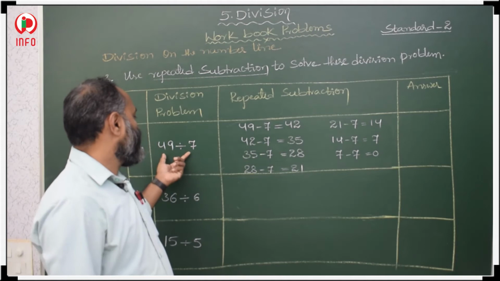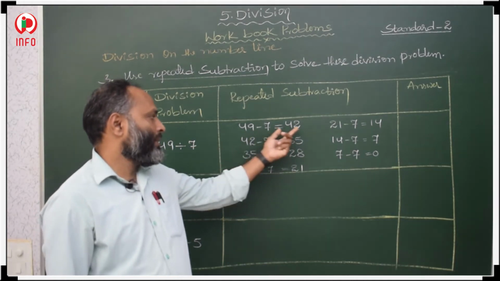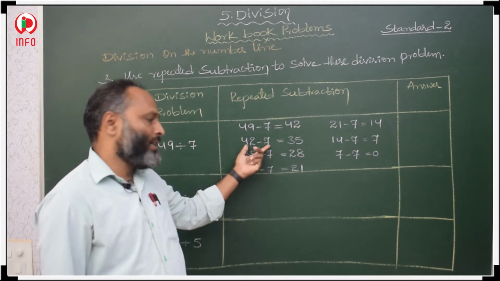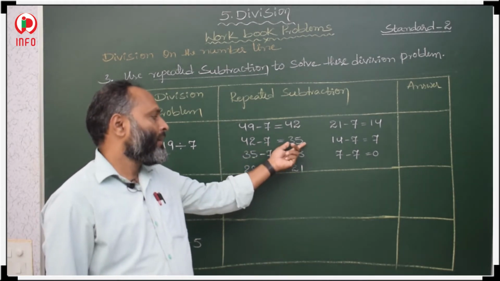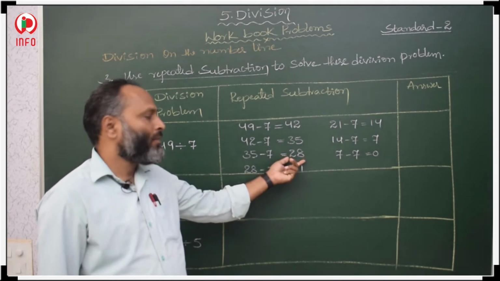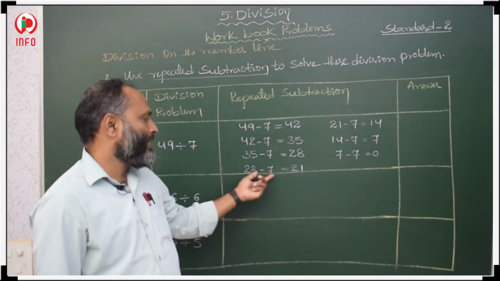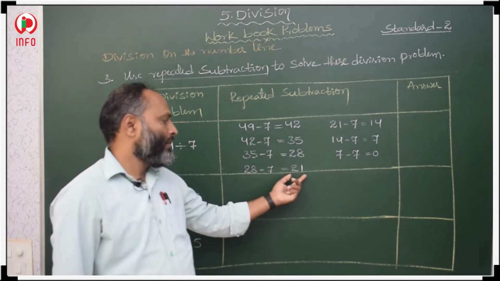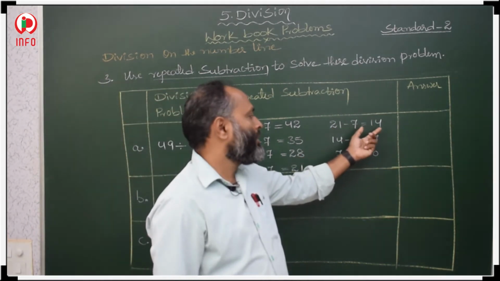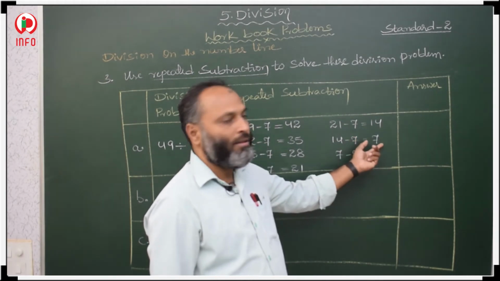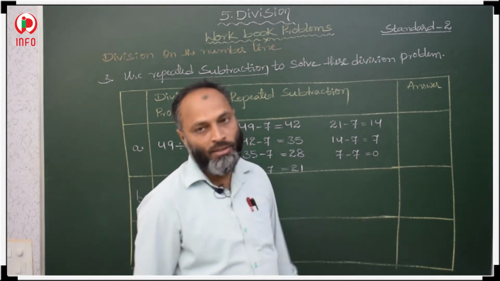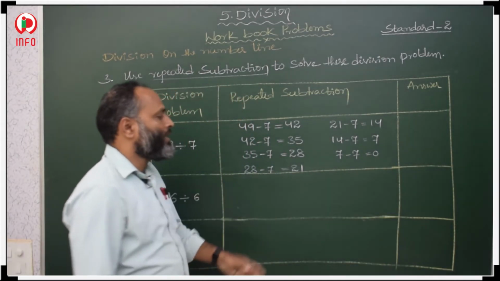First, we have to take 49 minus 7. 49 minus 7 is 42. So, this is the difference. Difference minus again 7, 35. Again 35. Difference minus 7 is 28. Again difference 28 minus 7, that is 21. Again difference minus 7 is 14. Difference minus 7 is 7 and difference minus 7 is 0. So, till 0 we have to do.